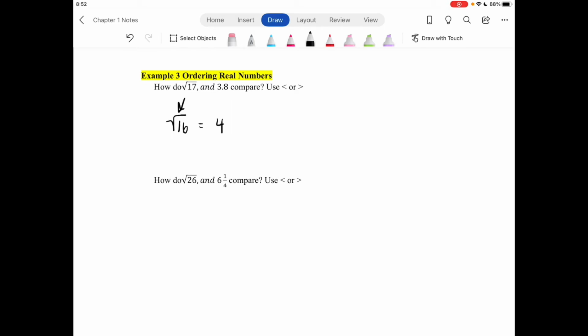Since we took a number smaller than the square root of 17, we know that the square root of 17 actually has to be bigger than 4. Therefore, the square root of 17 is going to be greater than 3.8, since our estimated value of 4 is larger than 3.8. Go ahead and give that a try on the next one.